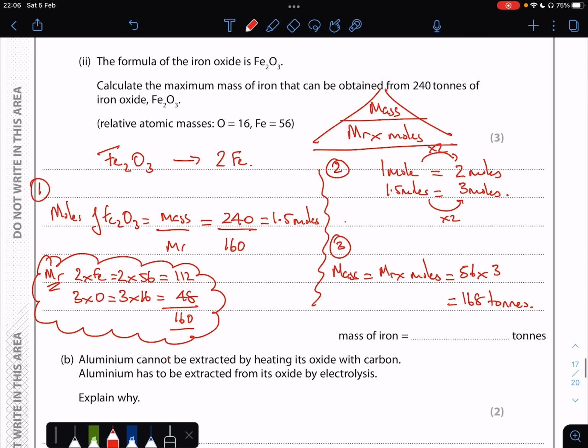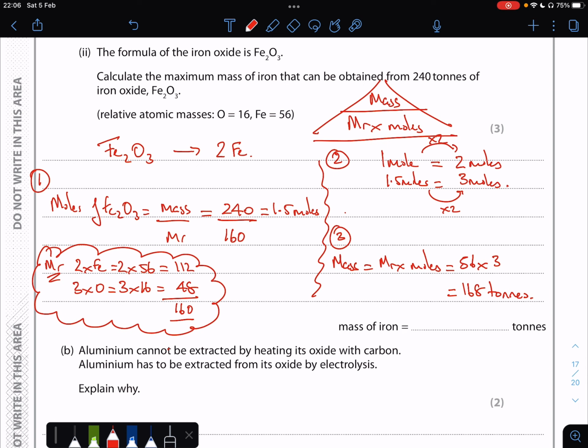Part 2 is a calculation, so to save a bit of time, I've actually completed this. Let me just remind you of a couple of key steps. Number 1, this triangle here is that Mr. Moles lives underneath the mass. We're going to need this triangle in this calculation. And the first thing we need to do is find out the number of moles in this 240 tons of the iron oxide.